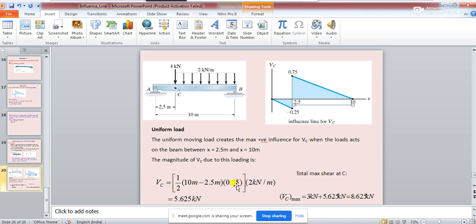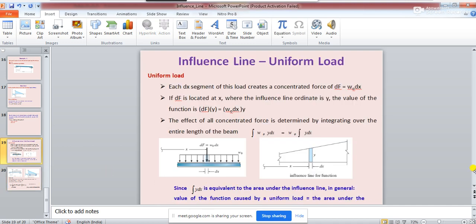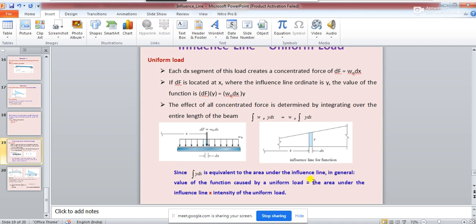So half of the base is nothing but 7.5 meter, you see, from here. And then the ordinate value of the influence line diagram in this case is 0.75, which is nothing but the height of the triangle. So 0.75. This part of the equation is going to give you the area which we have understood over here, the area under the influence line.